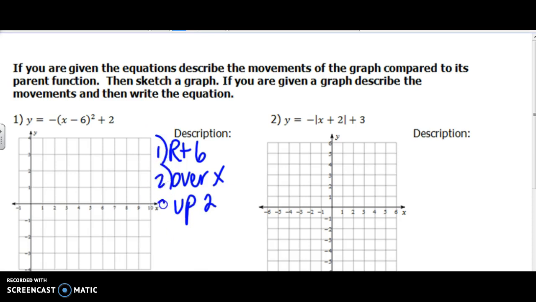First, second, third. Okay, so I'm going to go right 6. I'm going to reflect it over the x-axis, so now it's going to go down, and then it's going to move up 2. So it's going to look like this. That's going to be my main point, the vertex. And then it's going to follow that pattern. Over 1, down 1, over 1, down 3 more, and same thing on the other side.